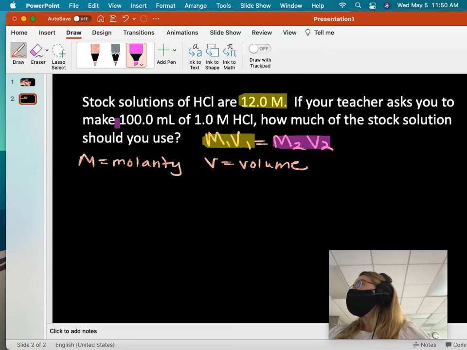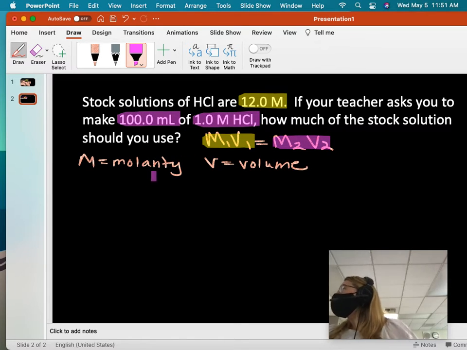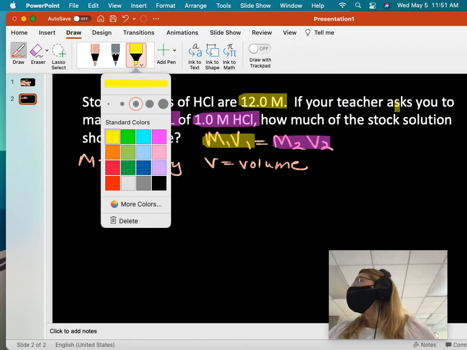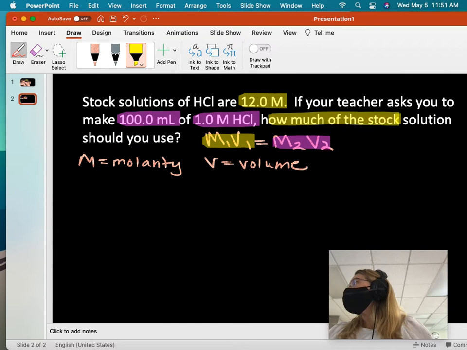Okay, so we're going to make 100 milliliters of 1.0 molar hydrochloric. Then how much of the stock solution should you use? So how much is referring to volume, and this is the starting stuff. The stock solution is what you start with. So that's what we're going to be solving for.